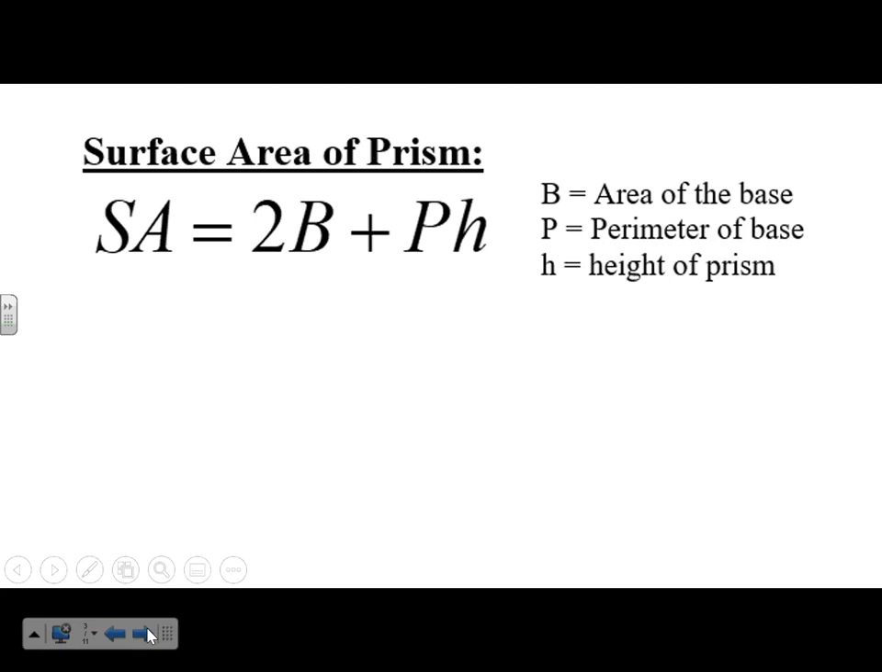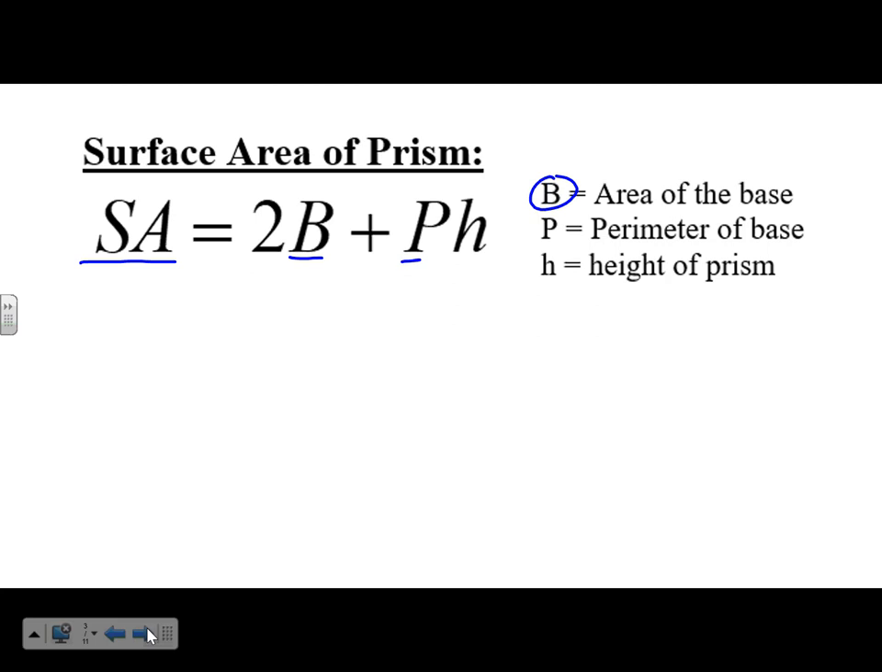The surface area of a prism, the formula looks like this, and I use SA for surface area, so that's all one variable. This capital B is the area of the base. So depending on what the base is, it depends on what formula you'll use for that. If the base is a triangle, you use 1/2 base times height. If the base is a square, then you'll use length times width or base times height. So that's the base area.